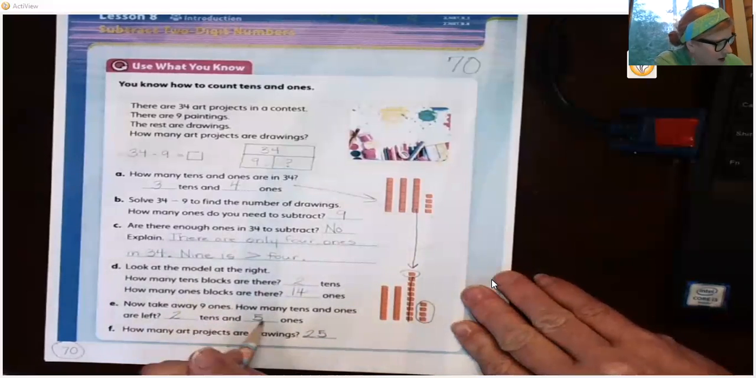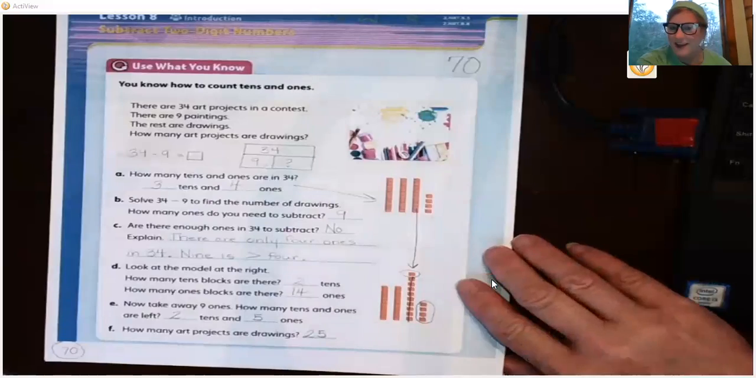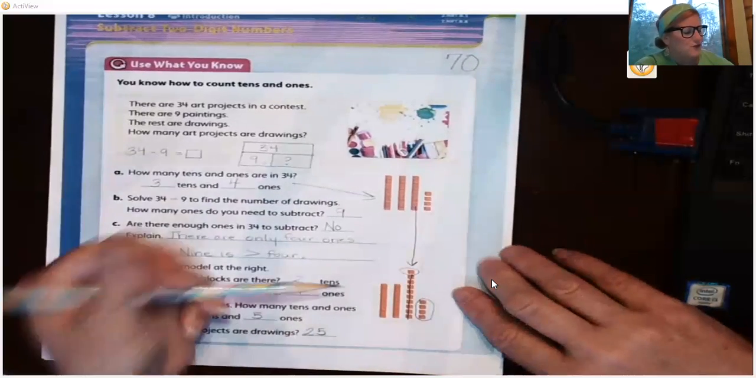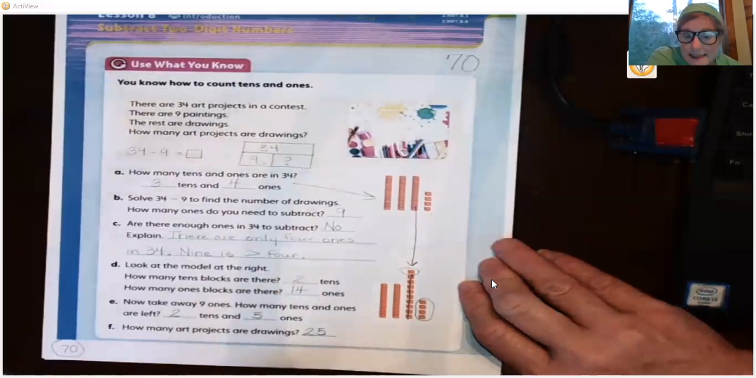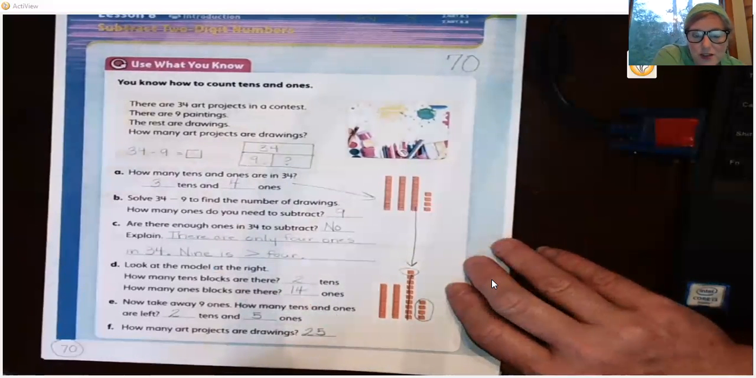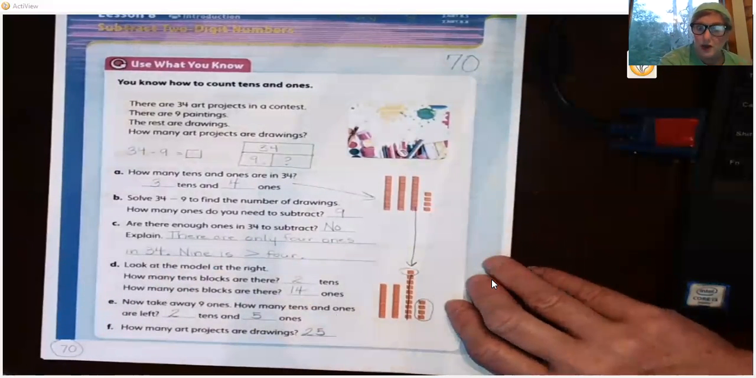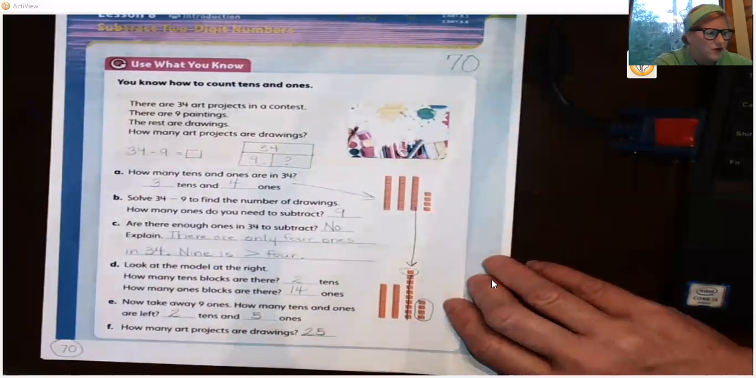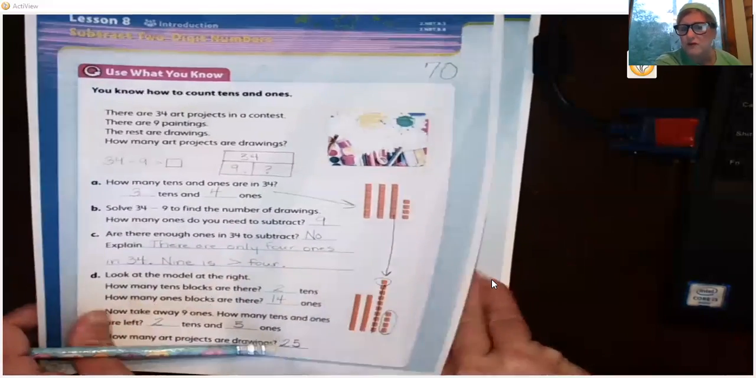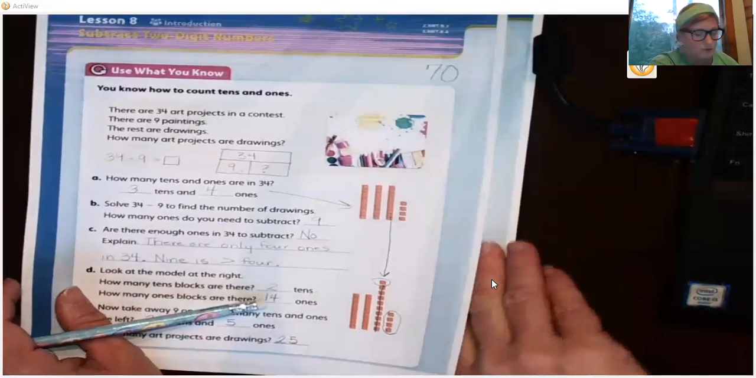2 tens, 5 ones. There we go. Now, these visuals really help you see it to practice your skills with base 10. And the explaining is very important because if you can explain it, then you actually know what's going on. Otherwise, you're just kind of filling in answers and following a pattern.